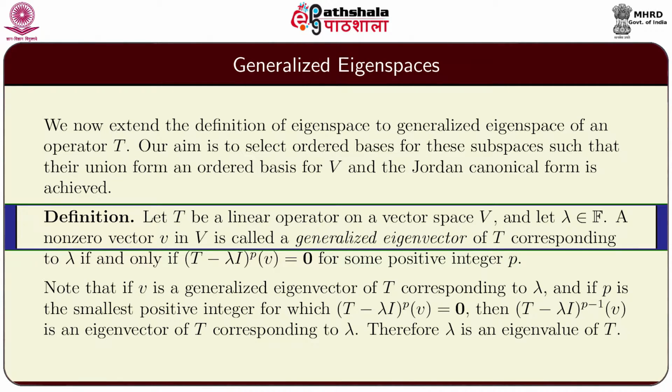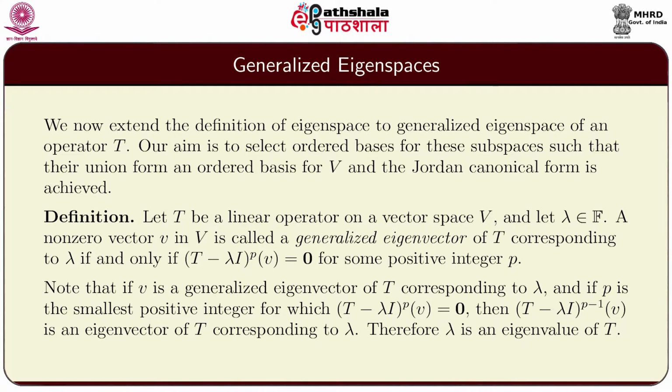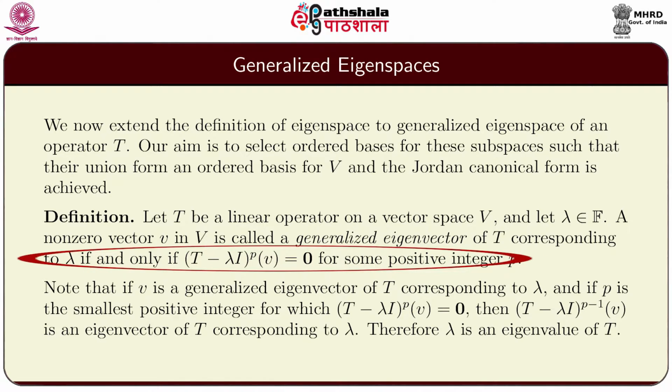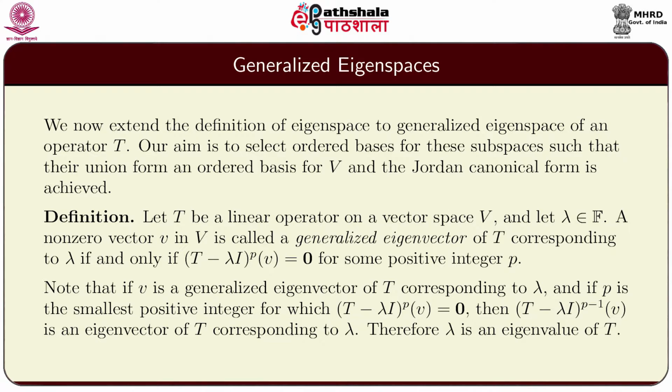So, definition: let T be a linear operator on a vector space V, and let lambda belong to the base field F. A non-zero vector V in the vector space V is called a generalized eigenvector of T corresponding to lambda if and only if (T minus lambda I) raised to P of V is 0 for some positive integer P. So, you can see that for P equal to 1, V is in fact an eigenvector for the eigenvalue lambda, provided of course V is not 0.